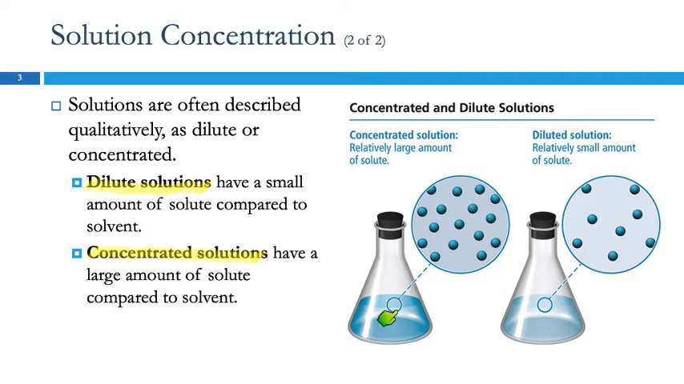Here are the pictures. In this one, we've got a lot of solute present in the same amount of solvent, and here there's just a little bit. So this is like concentrated frozen orange juice, right? And to make it into orange juice, you have to add water and dilute it, right? Because the concentrate is just way too strong, right?